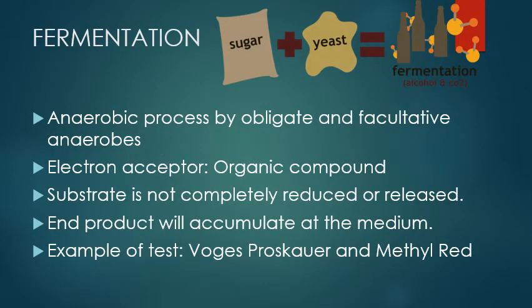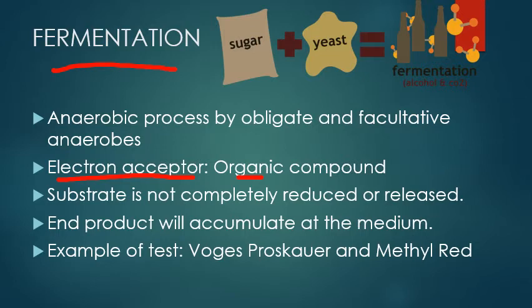Okay. So, first, ano ba yung ginagawa ng bacteria? It can actually do fermentation. This is an anaerobic process by obligate and facultative anaerobes. So, ang mga bacteria that would actually undergo fermentation are obligate anaerobes, and then your facultative anaerobes. Note the electron acceptors are organic compounds. Ano ba yung mga organic compounds? Example are sugars, carbohydrates, your glucose.